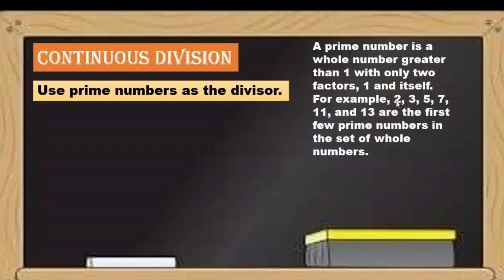Ang factor lang nito ay 2 at saka 1. Ganon din yung 3, 3 at 1 lang. Yung 5, 5 at 1, and so on. So these are prime numbers.